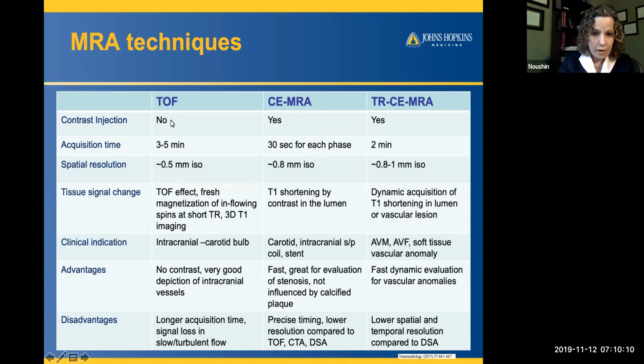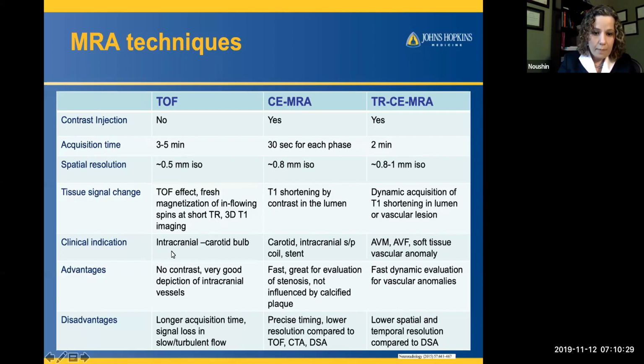The way that we acquire images without an injection of contrast is that we use a time of flight effect. Essentially, you suppress the tissue, and then the inflowing blood is freshly magnetized, so we can capture the flow in the arterial phase.